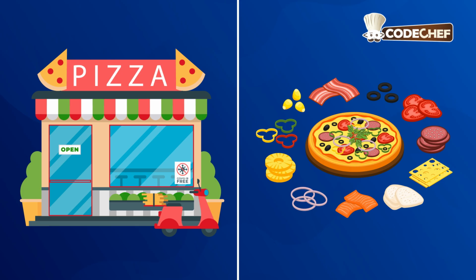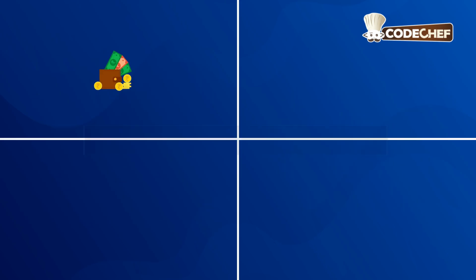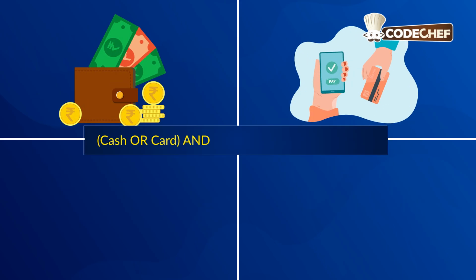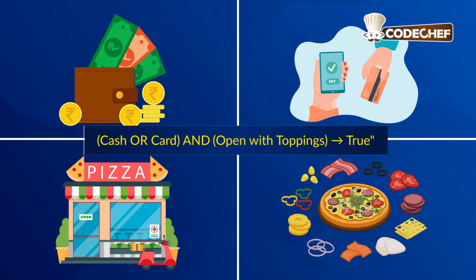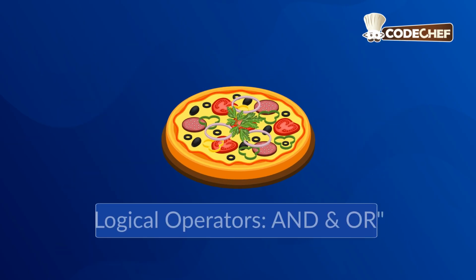So you'll place the order if you have cash or a card, and the place is open and has toppings. If both of those big conditions are true, then it's pizza time. That's how logical operators work to help us make decisions. Now, what toppings do you want?